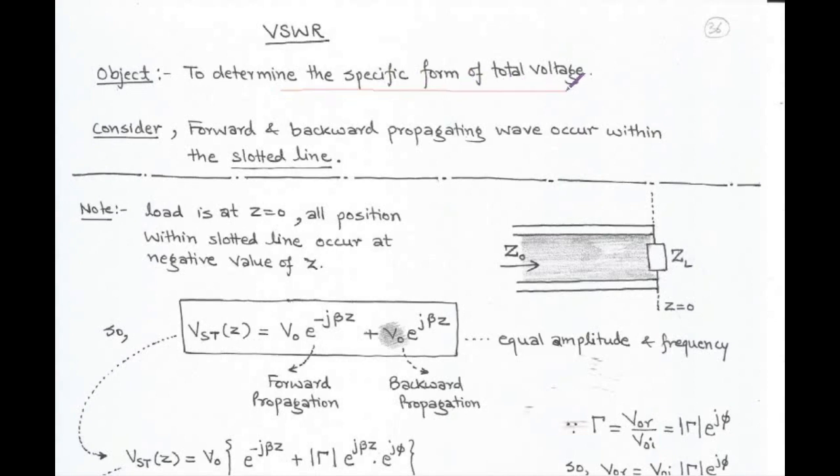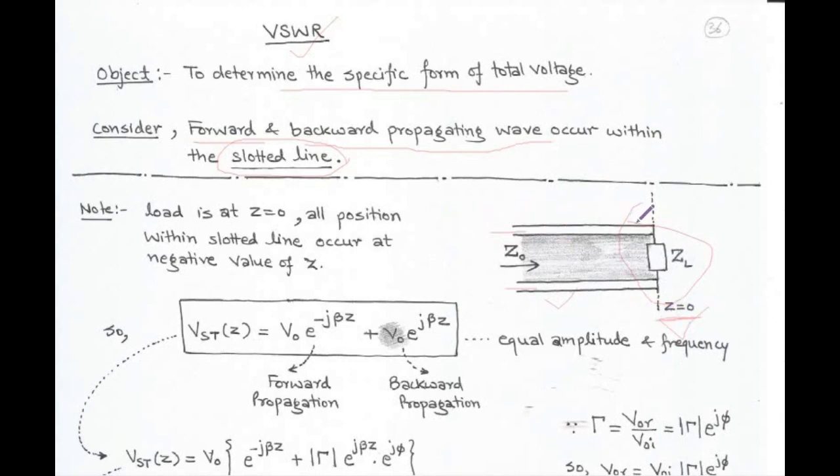Now our objective is to determine the specific form of the total voltage, that is in the form of maximum amplitude voltage and minimum amplitude voltage, to determine the voltage standing wave ratio. For this, we consider a forward propagating wave and backward propagating wave within a slotted line, that is the apparatus which is used to determine the voltage standing wave ratio. So here we consider an apparatus that is a type of slotted line, which is a lossless coaxial transmission line having a longitudinal gap. And in this slotted line, we consider a load impedance ZL that is situated at z equals 0, because we consider the propagation is towards the z direction.